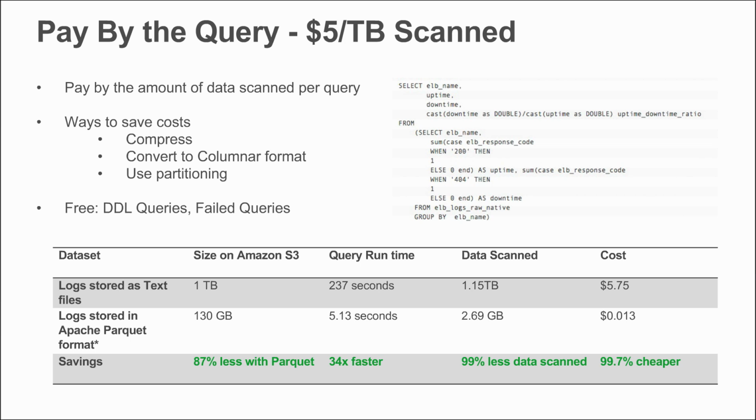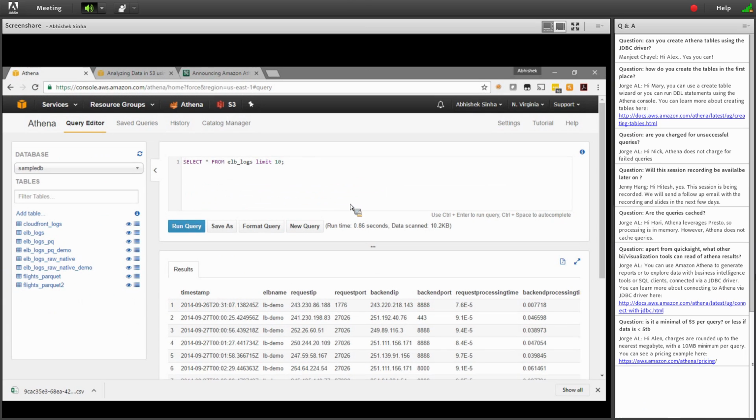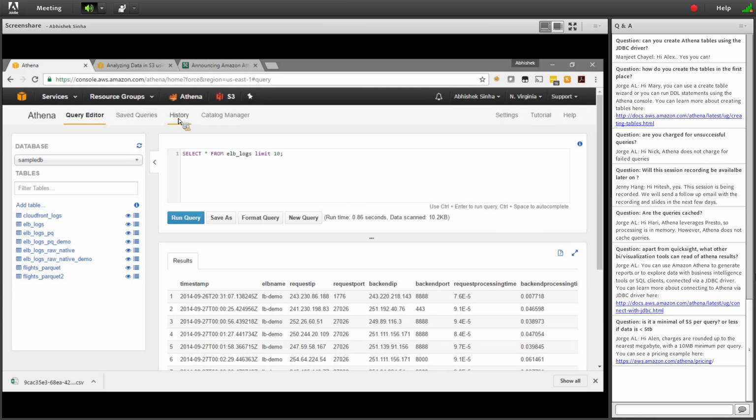When I convert this into Parquet, the same query on the same data set runs for about 5 seconds, scans 2 GB of data, and costs me less than a cent. So that's very powerful. If you do decide to convert the data, you'll get advantages in terms of cost and performance. So let's switch back to the console before we go into the use cases.